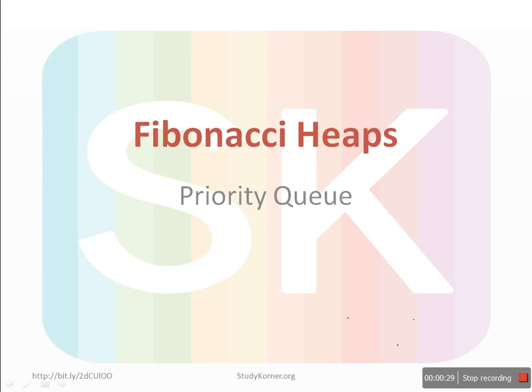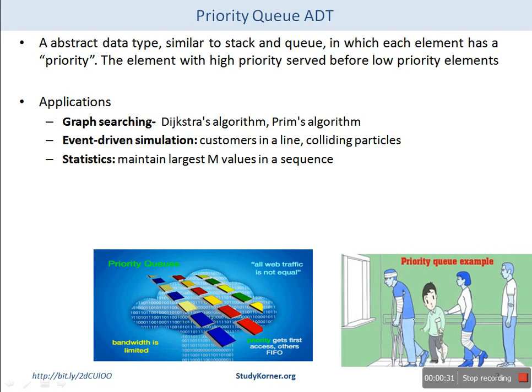So let's understand the meaning of a priority queue. A priority queue is an abstract data type. Here it is a type of queue. In the queue data structure, the elements are stored in a first in first out manner. So for each element in a queue, we follow the first in first out mechanism.